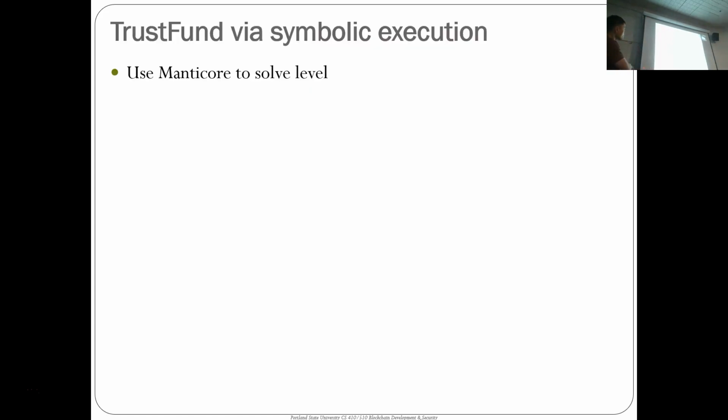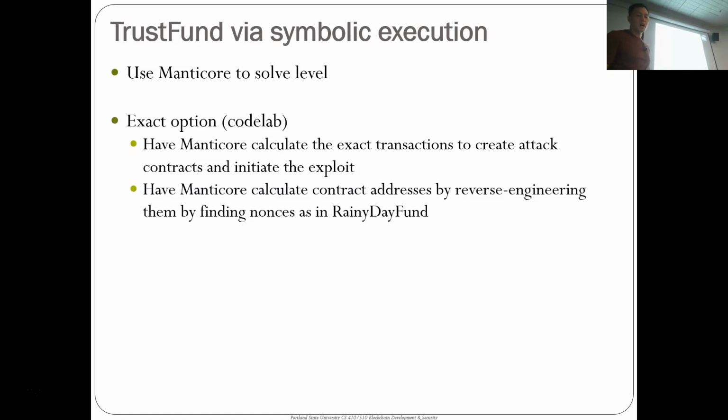So we want to use Manticore to solve this level automatically, or as automatically as we can. There are two options for doing so. There's the really hard option, which is what the Code Lab is going to walk you through, to do this exactly. In order to do this exactly, we need Manticore to calculate the exact transactions and the exact addresses to use in those transactions that you can just cut and paste into Geth.